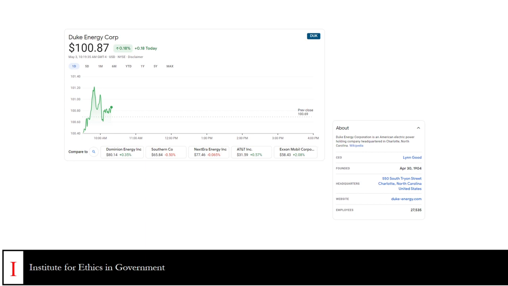If we do an internet search for Duke Energy Corporation stock, we may receive a result that looks something like this. We find out that it's a publicly traded company, as indicated by its trading on the New York Stock Exchange, and we have some information about the company, that it is an American electric power holding company headquartered in Charlotte, North Carolina. So that answers the what is it question. Duke Energy is an American energy company.